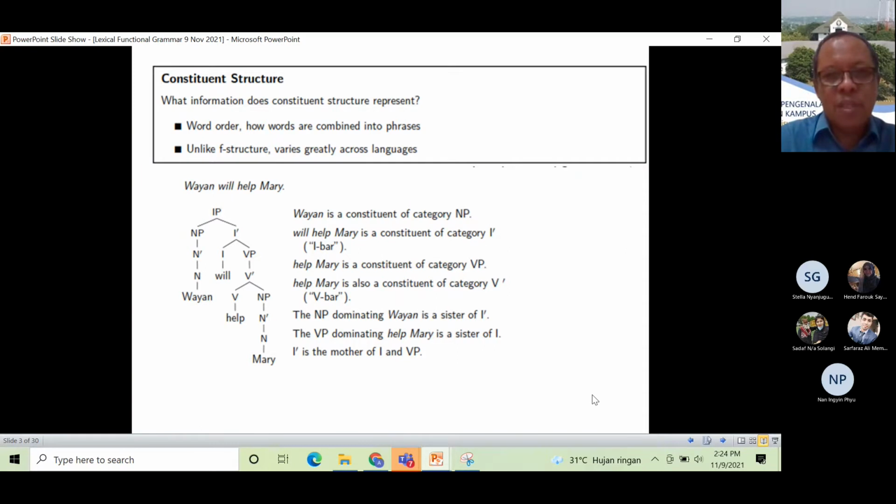So Wayan is a constituent of the category NP. Help Mary is a constituent of the category V bar, and so on. All right. So the NP dominating Wayan is the sister of I bar. The VP dominating Mary is the sister of I bar. I bar is the mother of I and VP, the mother node of the mother. This is the one that we already discussed.